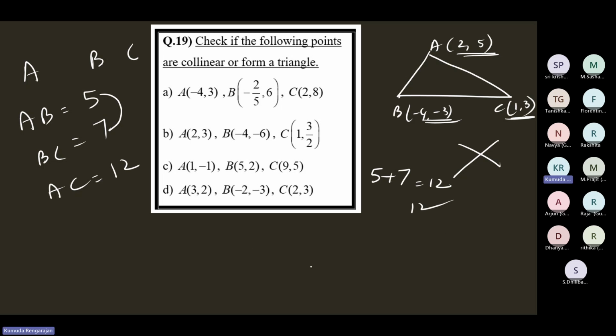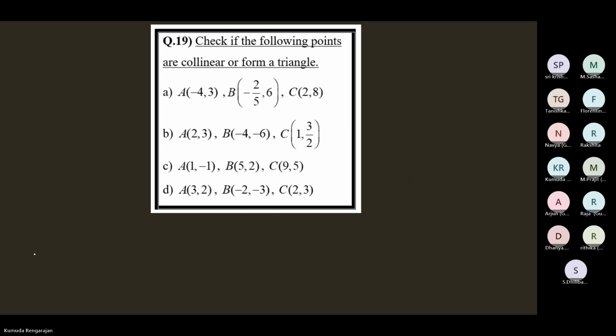So in this case, no triangle is formed because it doesn't satisfy the condition that the sum of any two sides of the triangle is always greater than the third side, or the difference of any two sides of a triangle is always less than the third side. The difference of... I think I'll just write that.